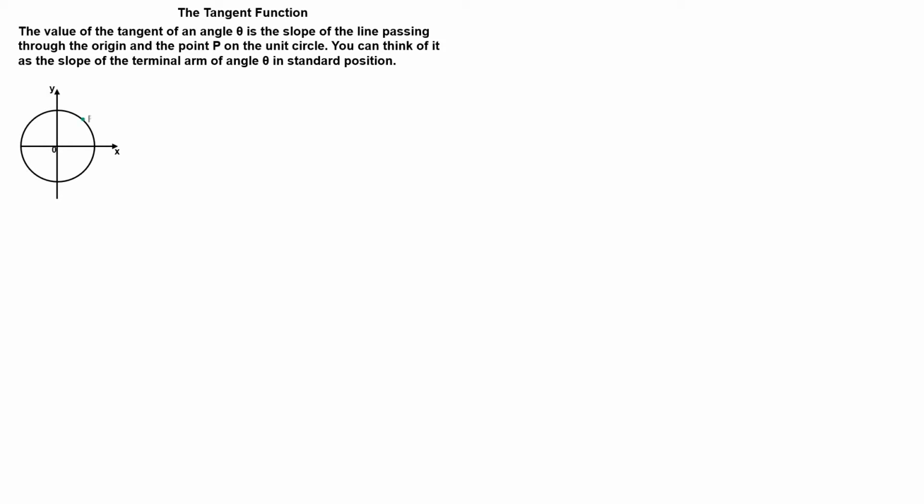P is a point which is free to move around the circle. The tangent ratio is the length of the line segment tangent to the unit circle at the point A from the x-axis to the terminal arm of angle theta at point Q. As P moves, so does Q. Q's position relative to A is defined as the tangent function.